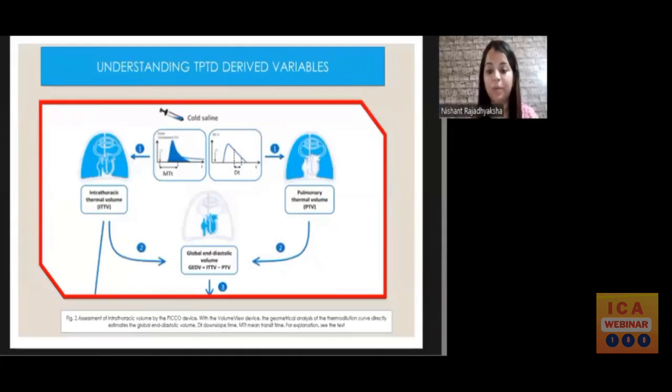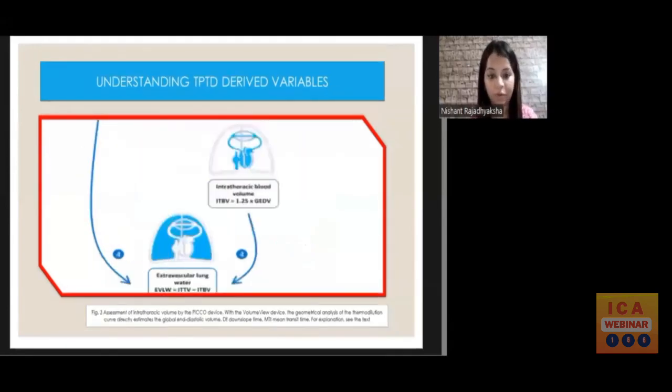Now for doing a transpulmonary thermodilution, when we do thermodilution, we get cardiac output. We multiply that cardiac output with mean transit time, we get a figure known as intrathoracic thermal volume. When we multiply cardiac output with downslope time, we get amount of blood which is there in the pulmonary circulation and in the lungs, which is known as pulmonary thermal volume. If you see the diagram, if we subtract pulmonary thermal volume from intrathoracic thermal volume, we get a value known as global end diastolic volume. With the global end diastolic volume, if you have a multiplication factor of 1.25, we get what is known as extravascular lung volume.